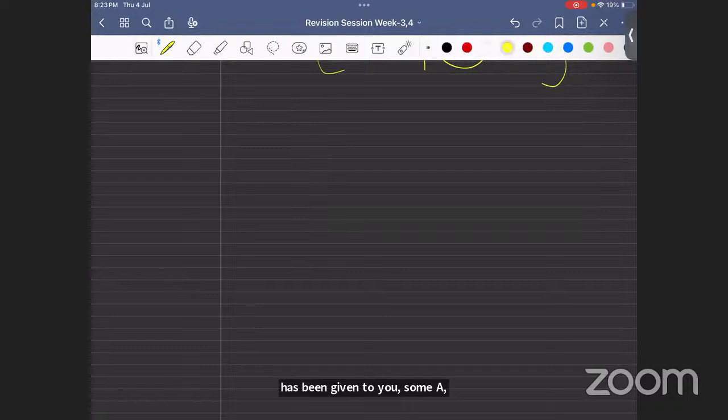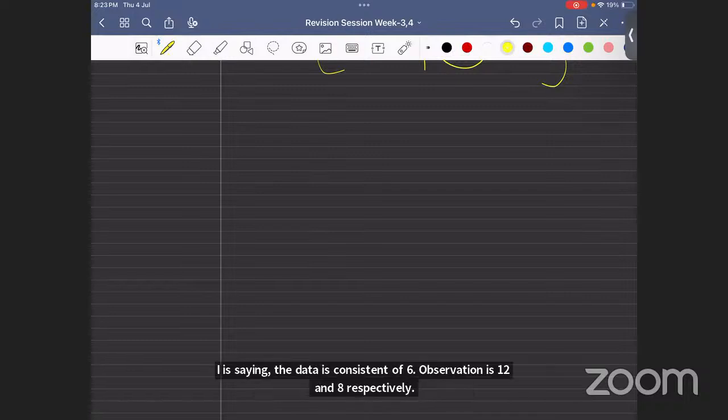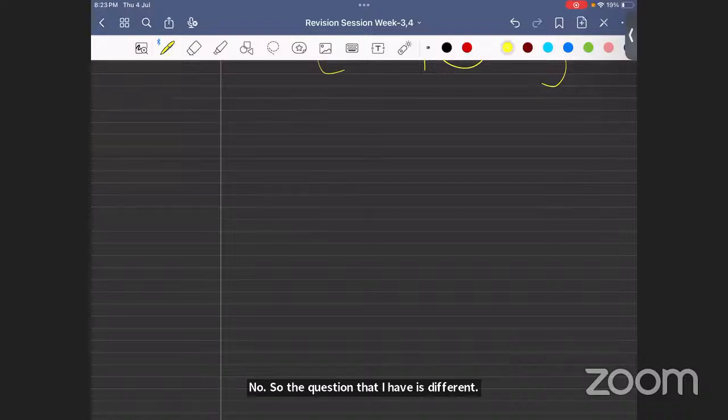So it is saying the data set consisting of 6 observations has mean and sample standard deviation 12 and 8 respectively. No, the question that I have is different. No, sir, let me speak. The question was that the mean and sample standard deviation of the data set consisting of 6 observations are 12 and 8 respectively. Later, it is noted that one observation 19 is wrongly noted as 14. Then what is the mean of the original data set?